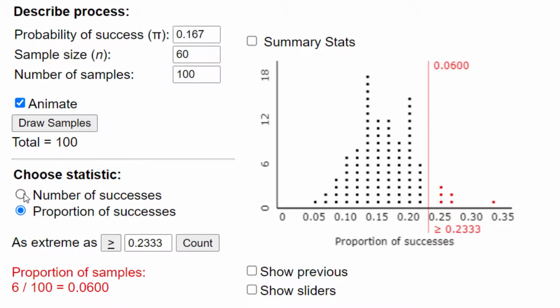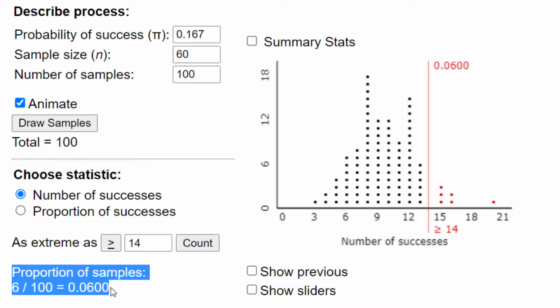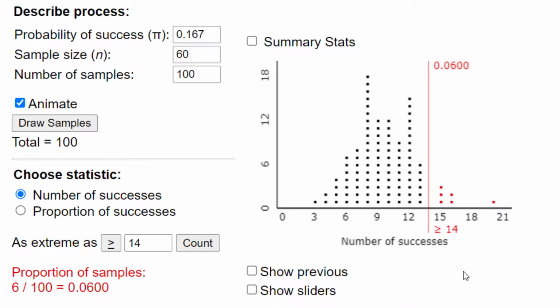I then tell the computer, I want you to count the dots. I want you to count the sample statistics that are greater than or equal to 14, the dots that are like mine or higher. And you see it puts this vertical red bar there. It says the dots that are greater than or equal to 14, and it counts them. It turns them red. It says there are 6 dots out of 100. That's down here under proportion of samples. 6 out of 100, so 0.06. 6% of them are like my statistic or more extreme.